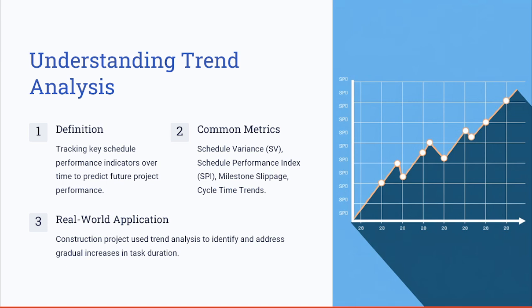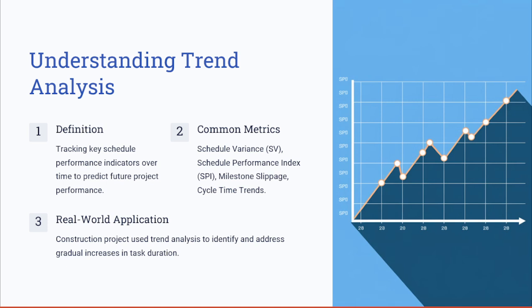Another common metric used in trend analysis is the milestone slippage, which means the delayed milestones compared to the baseline. Also, one of the metrics that you can analyze using trend analysis is the cycle time trends. The cycle time is mainly used when you are running an agile project in the Scrum framework. The cycle time here means the average time taken for key tasks over different periods.